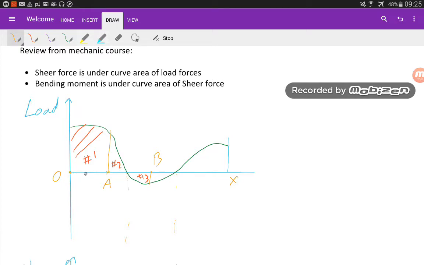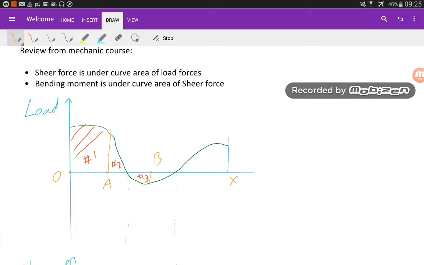From point O to point B, and again remember, when you want to calculate shear force at point B, you have to consider all the load force from point O to that point, not just from your previous imaginary points.